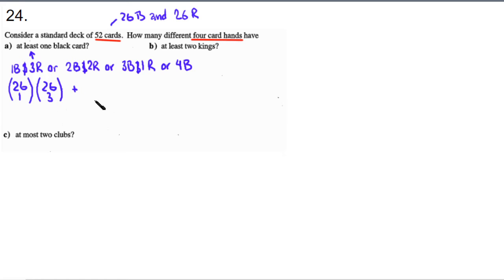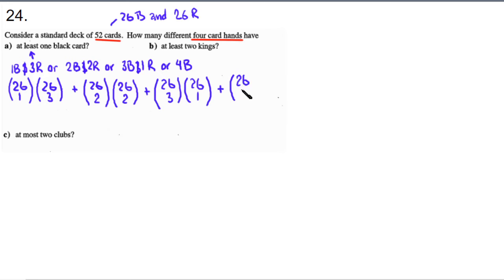And then we continue like this and adjust the numbers for the different scenarios. So in the second scenario here, we are looking at 2 black cards. So it's going to be 26 choose 2 for the black cards, times we're looking at 2 red cards. So it's going to be 26 choose 2 as well. Plus, now we have 3 black cards. So it's 26 choose 3 times 26 choose 1. Okay, so this is a scenario where we have 3 black cards and 1 red card. And finally, we add to that the scenario with 4 black cards, which is going to be 26 choose 4.